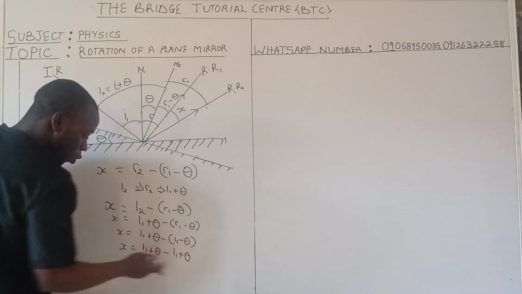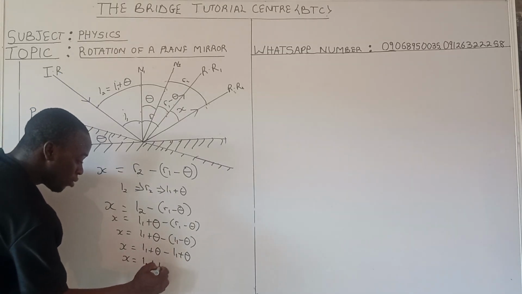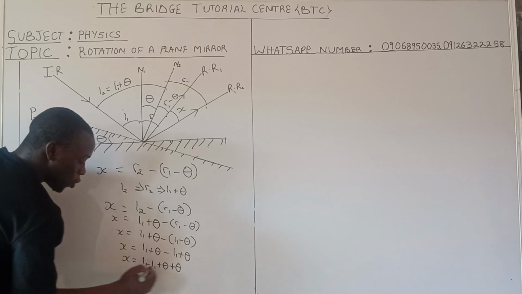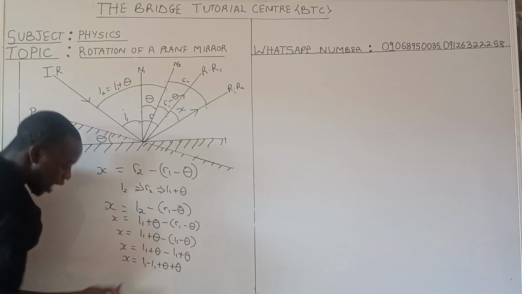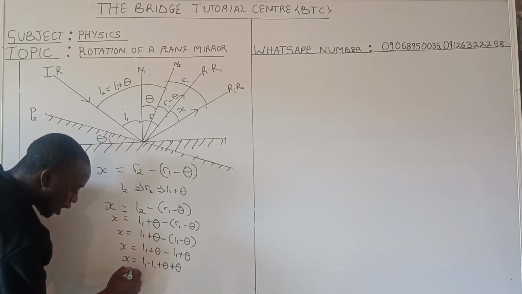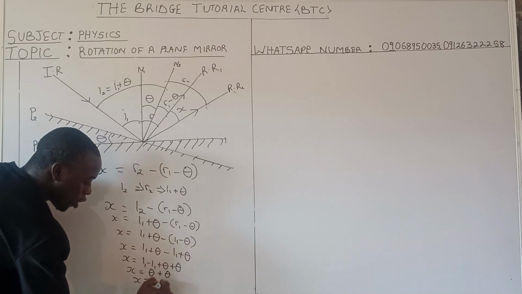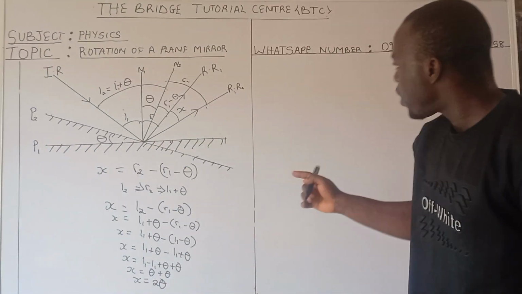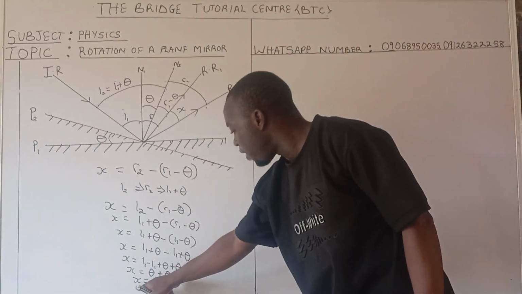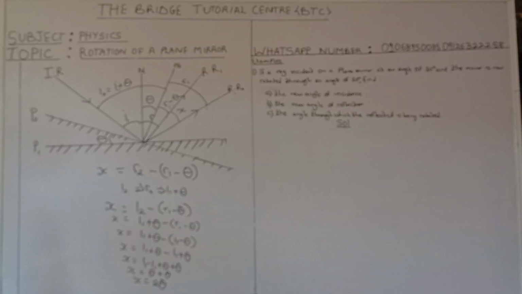So what will happen? We collect the like terms, we have x equals I1 minus I1 plus theta. So we cancel I1, we have I1 minus I1 cancel, we have our x now equals theta plus theta. So our x finally equals 2 theta. That's what we are trying to derive. So whenever a mirror is rotated through an angle theta, the reflected ray will rotate through an angle 2 theta.